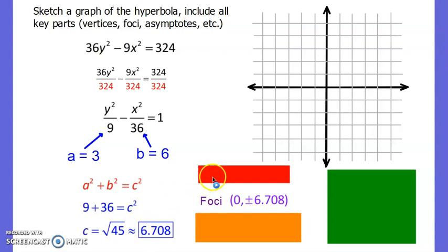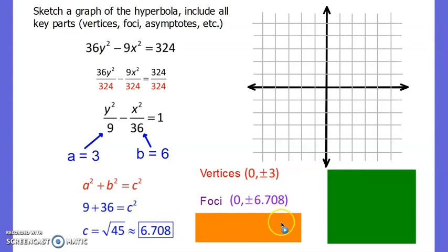In that case, we can also say, well, hey, notice y squared minus x squared, we're traveling vertically, right? It's going to be a vertical axis of symmetry. That means that our vertices would be up and down 3 units. Our foci, again, are going to be up and down 6.7 units.